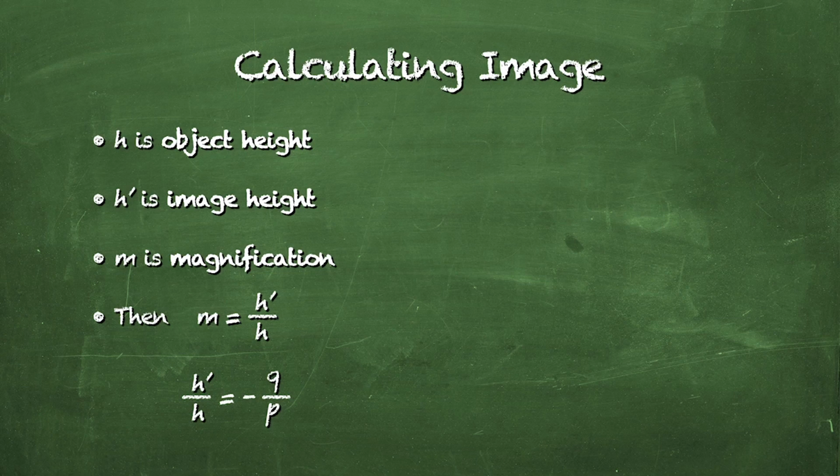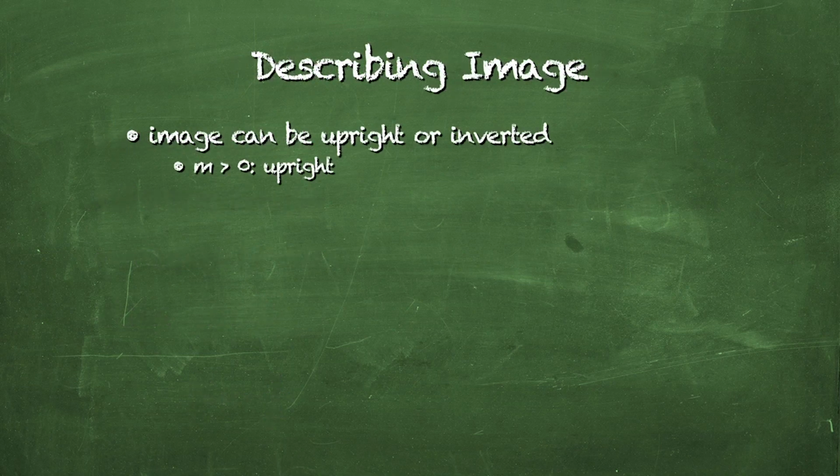Now, once we calculate what we need to know about the image of an object, we can use that to describe the image. An image can either be upright or inverted. If the magnification is greater than 0, then we have an upright image. When we looked at the penny before, the lens actually didn't invert the penny. We saw Lincoln with his head in the same direction, both on the penny itself and when we looked through the lens. So when we were looking through the lens at the penny before, that was an upright image.